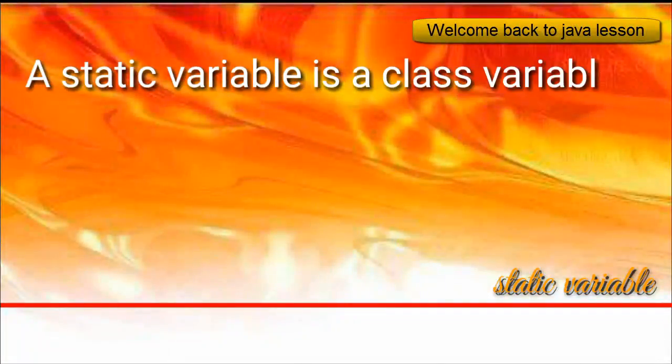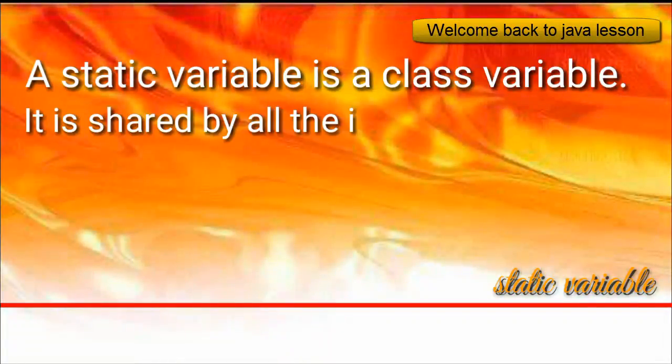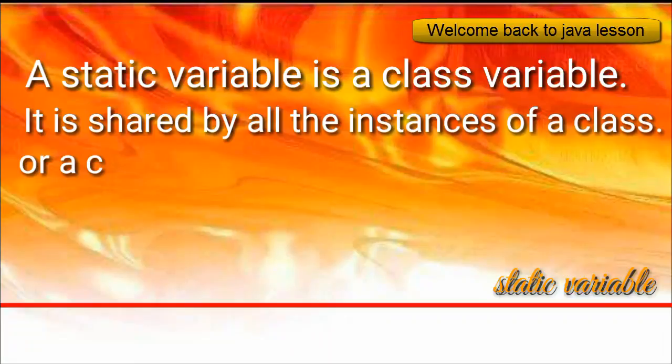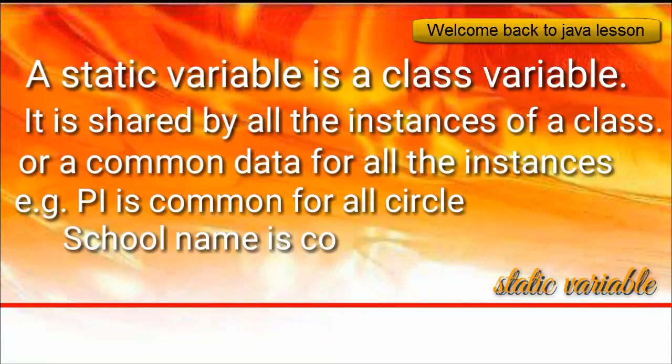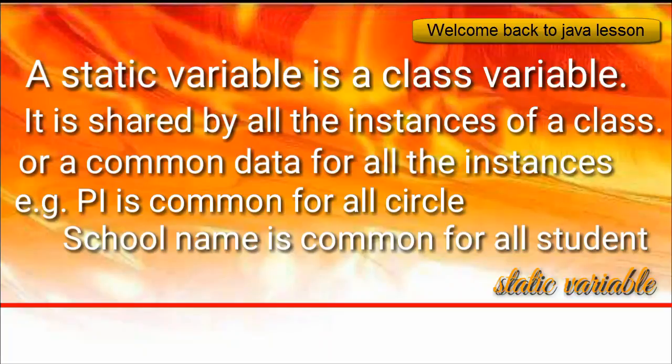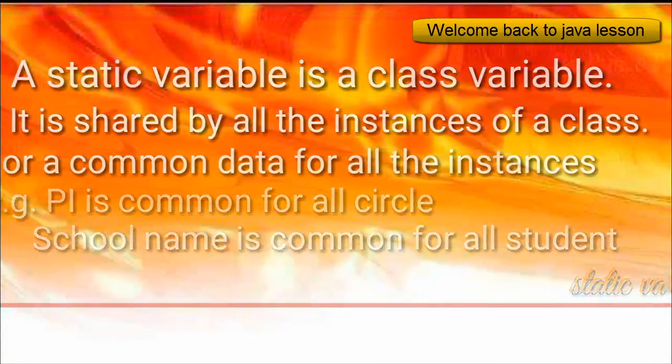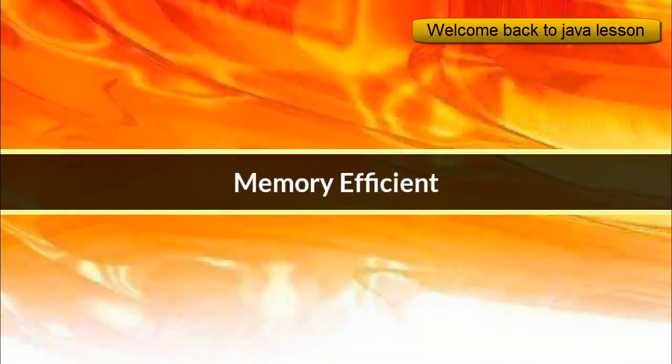Static variables are also called class variables. They are available at class level and can be accessed by the name of the class. Static variables are shared among all the instances of a class and give a way to keep a single copy of data for all the objects of a class. For example, company name for all the employees, school name for all the students of a school, pi for all the objects of a circle. It makes our program memory efficient.